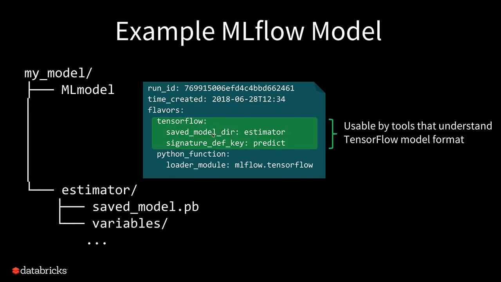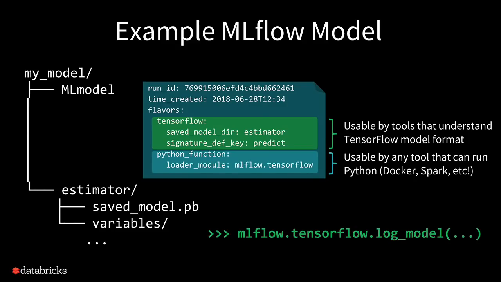The first flavor is TensorFlow and contains information needed to reload this model as a TensorFlow model. The second flavor is a Python function, which is this very generic Python model for which we provide many different APIs to deploy it either to Spark or to SageMaker or to Azure ML and so on. So because TensorFlow can produce this Python function, it can be directly applied to all those things. And here is an example of how you would log such a model. You just do mlflow.tensorflow.log_model and pass it a model.